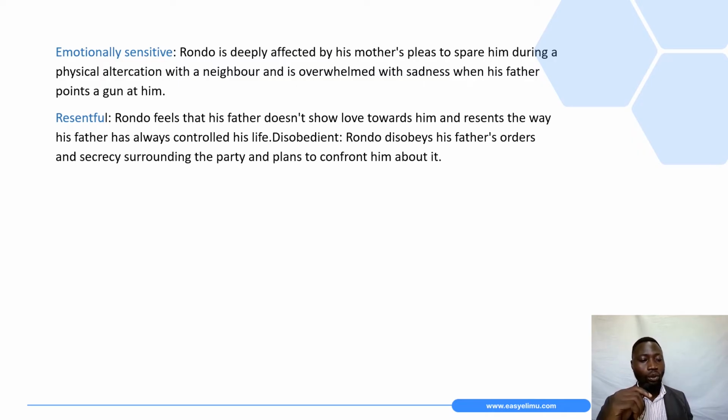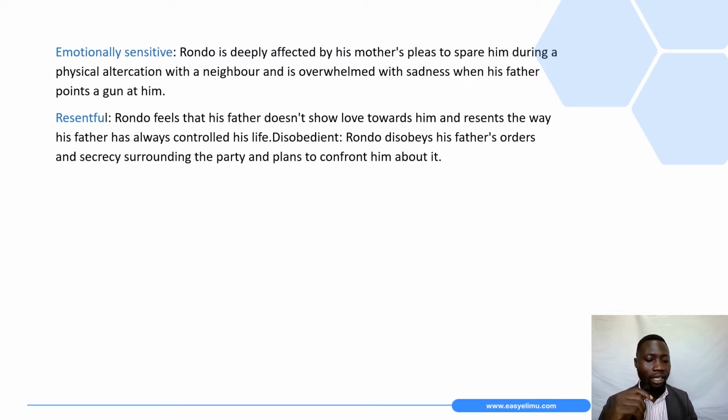his life. So we can also say that there is also one negative character trait that maybe you can talk about. Rondo is disobedient. So he is disobedient by the fact that he disobeys his father's orders and secrecy surrounding the party and plans to confront him about it. So that is what we have, dear students. That is what we have on Rondo when it comes to his character traits and characterization.